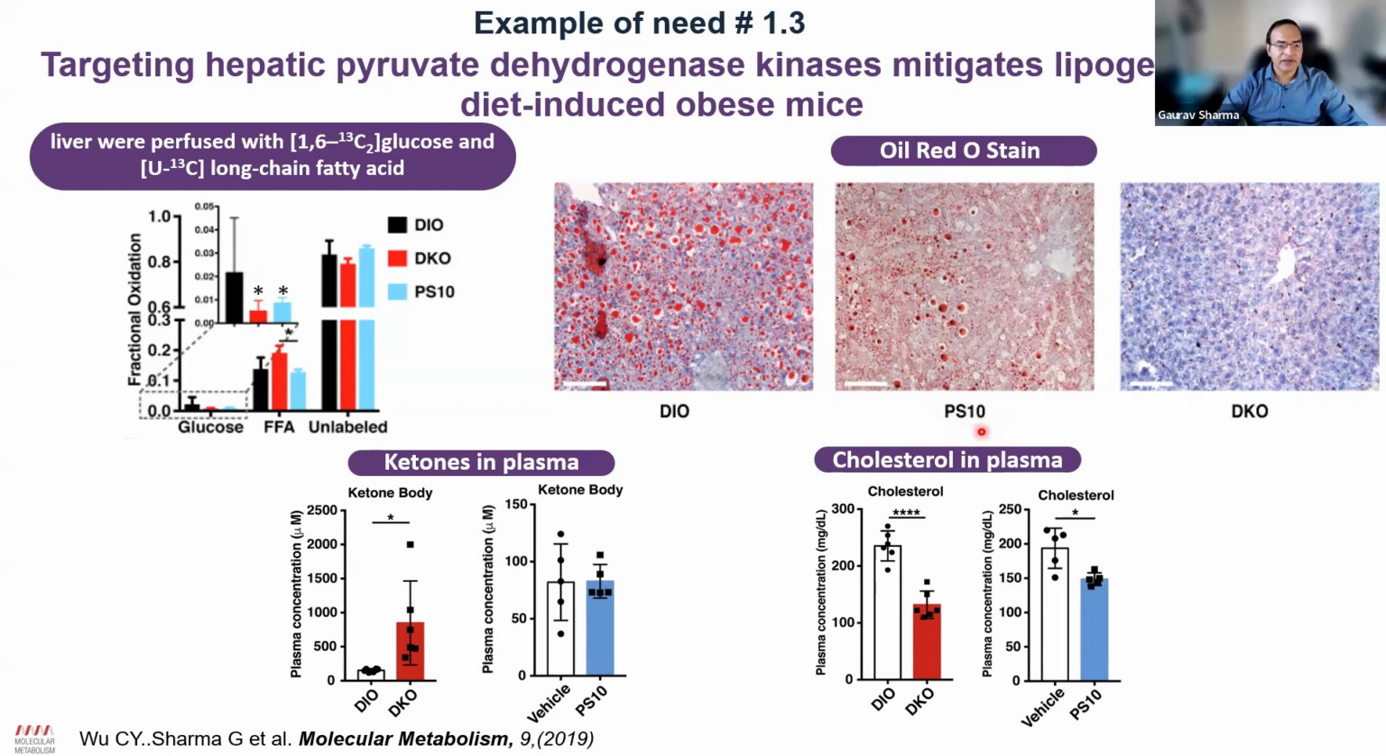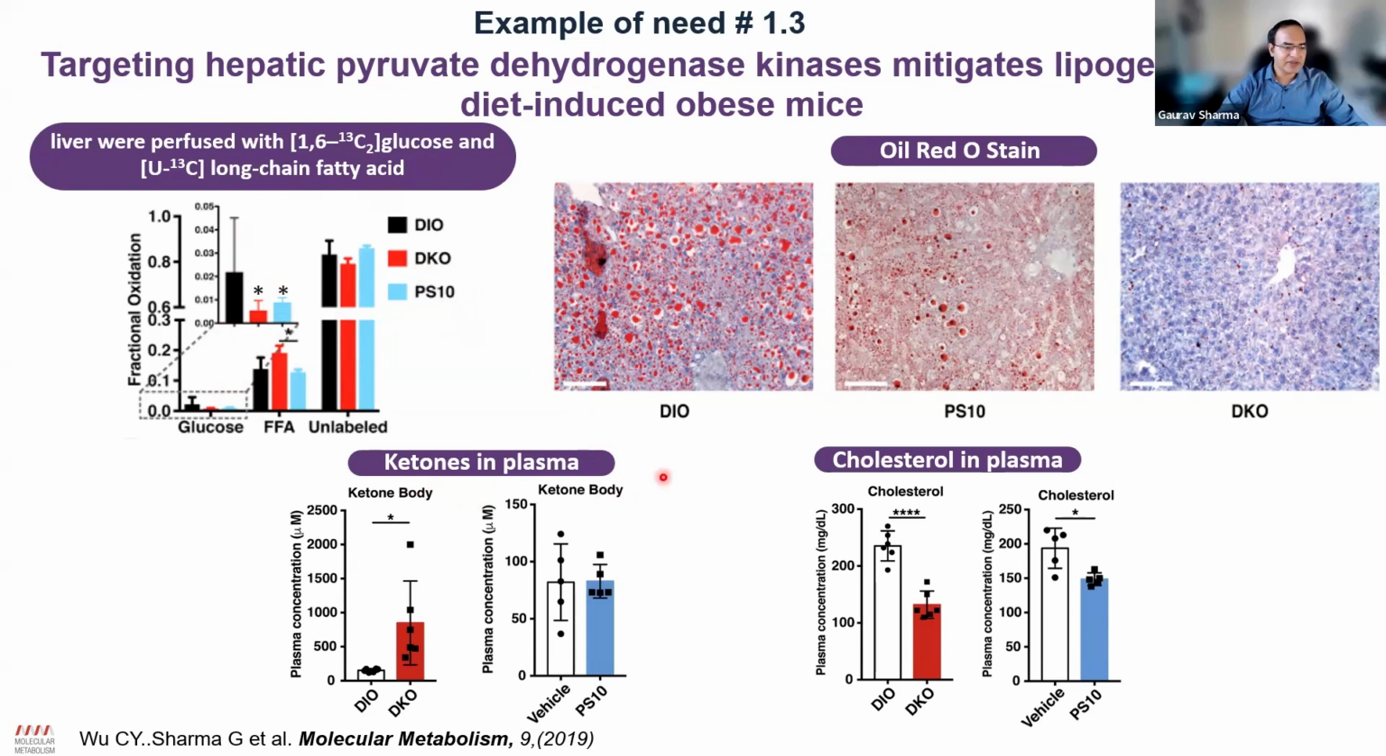And this is PS10, which is a therapeutic intervention, and we wanted to compare it with the double knockout, the genetic knockout. What happens if you use a therapeutic intervention versus the genetic knockout, which completely shuts down the process? So we compared it. By looking at the tracer analysis, using the same glucose and long chain fatty acid, we see a decrease in both DKO and PS10, where the effect is more prominent in the case of the DKO.